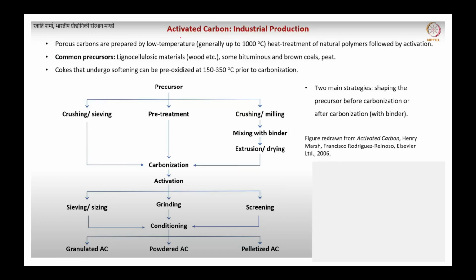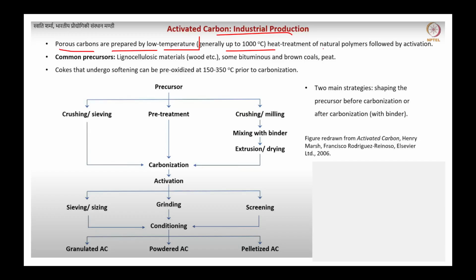Now, the industrial production of activated carbon: how will you do it at an industrial level? Up to research it is fine, but if you want to do it at an industrial level, how can we do it? The porous carbons are prepared at low temperature, generally up to 1000 degrees centigrade. So this is the temperature where you can prepare your porous carbon.